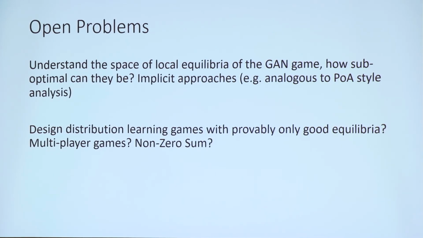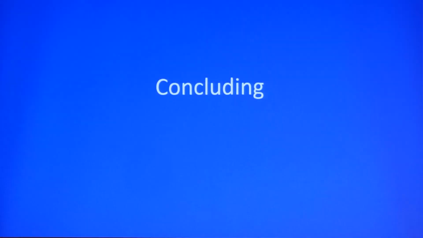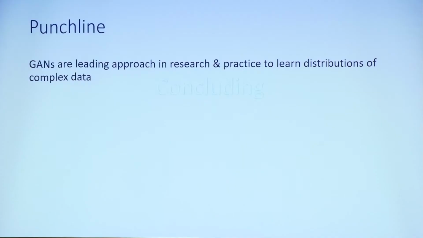And maybe we can design new distribution learning games that have provably only good equilibria, maybe multiplayer games, maybe non-zero-sum games. And maybe we can use ideas from solving multiplayer non-zero-sum games from our community to design algorithms for learning distributions in this complex structured data space. And so with that, let me just conclude.